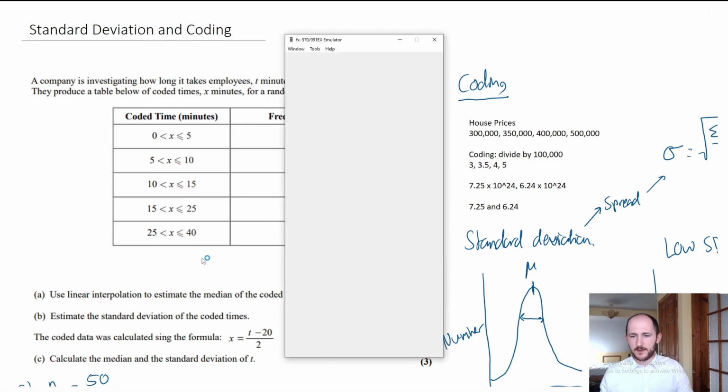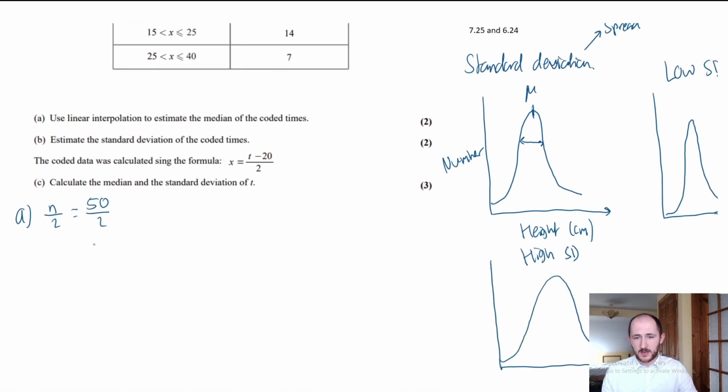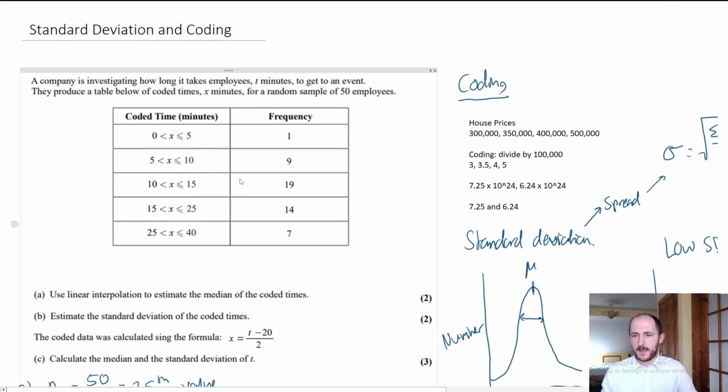And we'll get our calculator ready as well, just so we have that available. And we need to actually use linear interpolation. So if we do this, we're looking for the 25th value. And all we do is we go up, and so that would be the first value, then there's the first 10 values, then there's the first 29 values. So I know it's in this class over here.